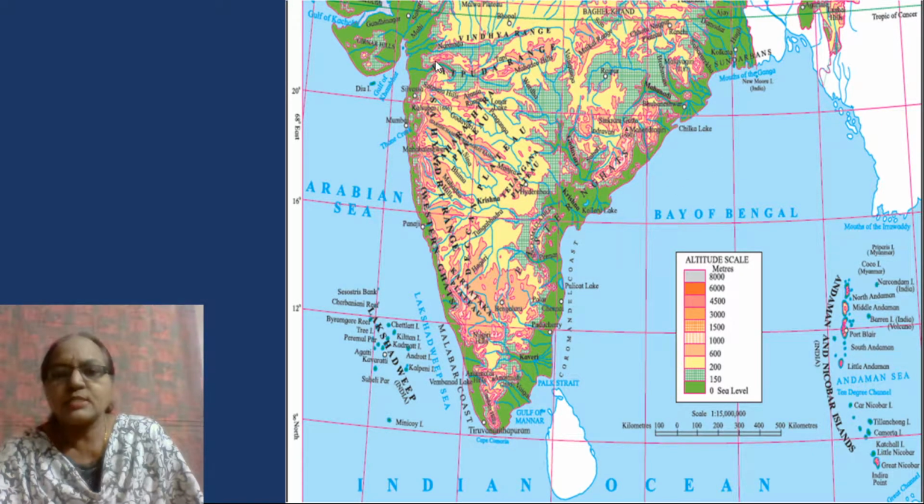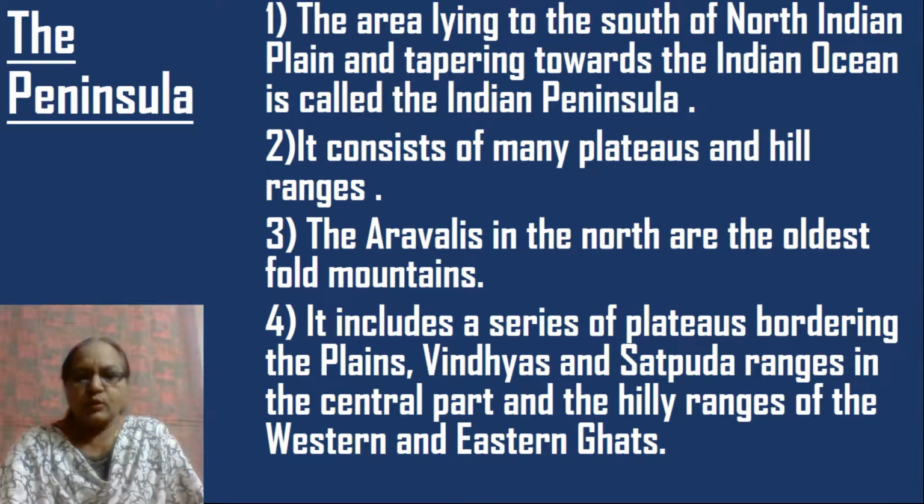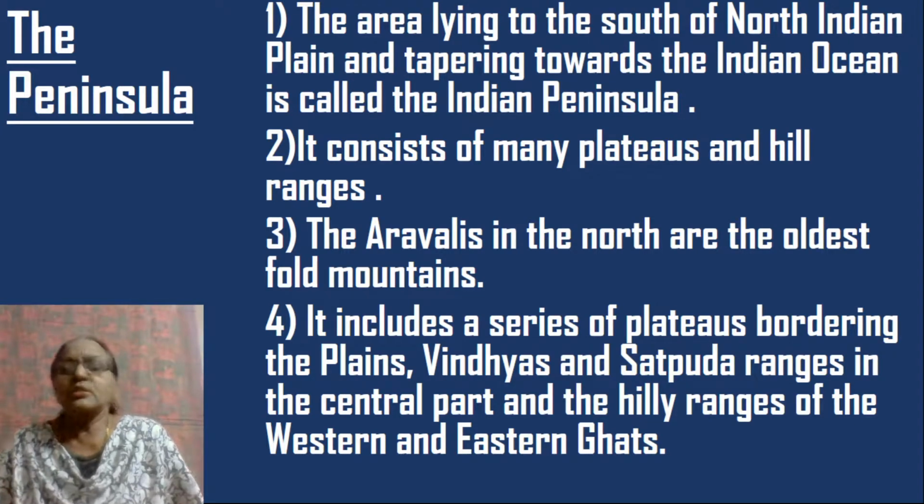And if you look at this peninsula region, you'll find it is made up of many plateaus. Okay, and we also have mountain ranges like the Vindhya ranges and the Satpura ranges. Then we have the Maharashtra plateau and the Sahyadri ranges. Now these are made up of smaller plateaus. Now the peninsula region is made up of many plateaus and hill ranges.